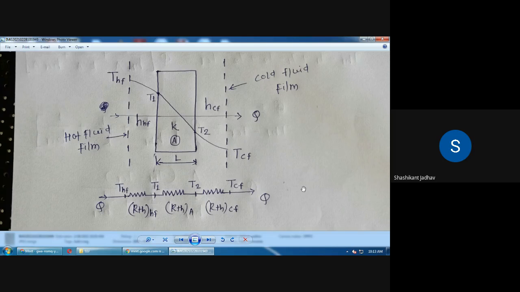So what is the standard equation for the convection? Now tell me. Already I have discussed for the left hand face. Similarly, you have to tell the equation for the right hand face. Anyone?